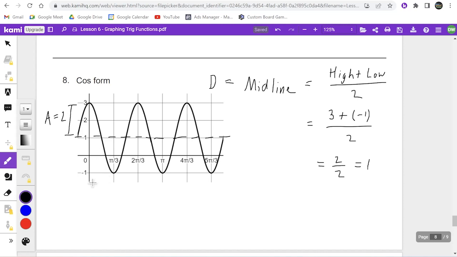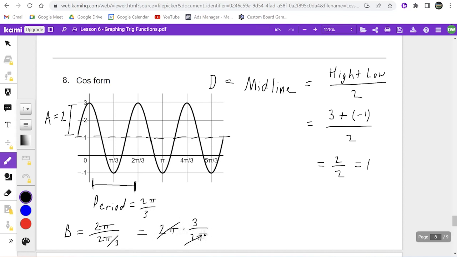In this case, it is not 4 tick marks. It's the distance from one peak to another peak. In other words, the same point. It looks like to me that the period is 2 pi over 3 because that's when we get back up to the top. And then B is equal to 2 pi divided by 2 pi over 3. Remember, dividing by a fraction is the same thing as multiplying by the reciprocal. So it's really this. The 2 pi's cancel, and it looks like B is equal to 3.